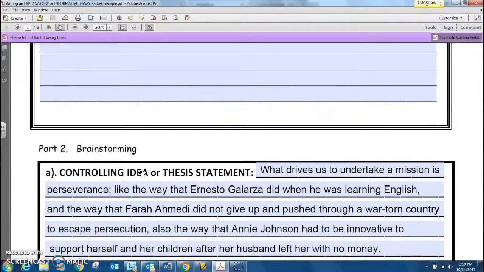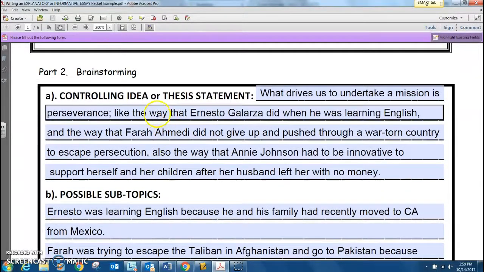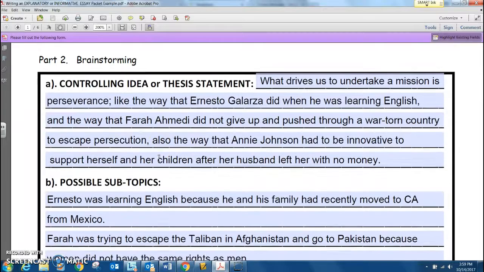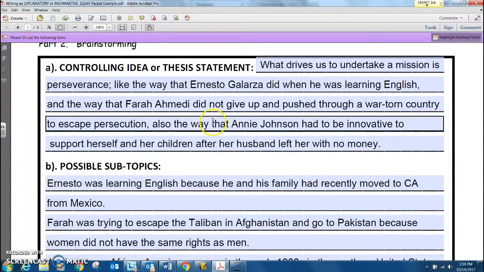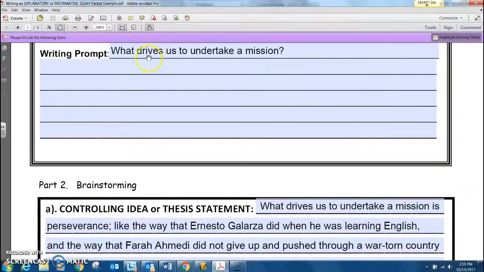And then on Friday, this is what we went through together. They had spent a couple days working on their thesis statement, working on what they were going to decide to write about out of their choices. This is one that I wrote for them as an example. The most important part here is that students have the question, what drives us to undertake a mission?